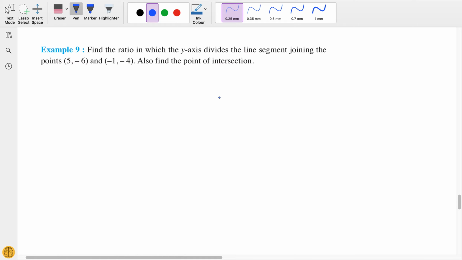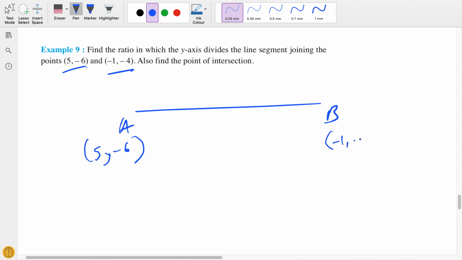Find the ratio in which the y-axis divides the line segment joining the points 5 comma minus 6 and minus 1 comma minus 4. Again, you know point A and point B. Point A is 5 comma minus 6, point B is minus 1 comma minus 4, and we have to find the ratio in which the y-axis is dividing this line segment. So what are the coordinates of the point on the y-axis? This is the trick here. This is the main question here.